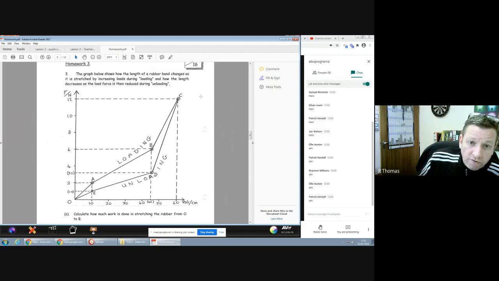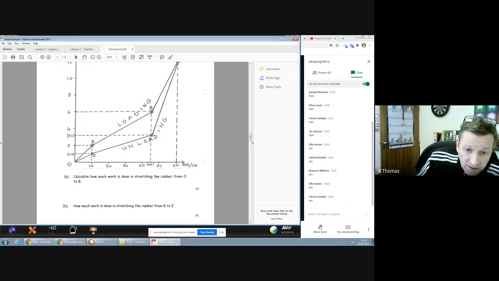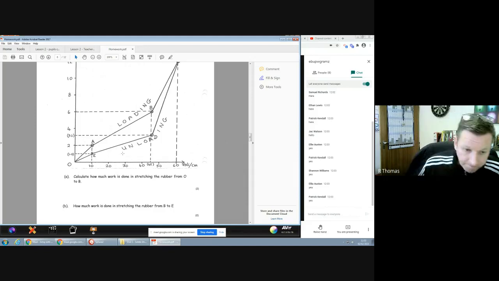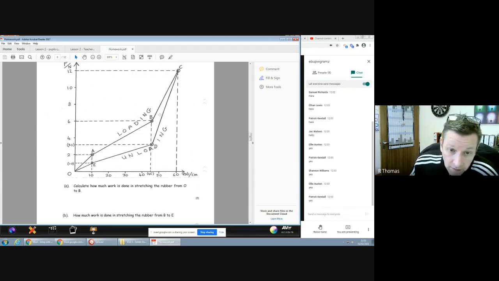So homework 3, there is a hysteresis loop, drawn very crudely with straight lines. How much work is done in stretching the rubber from O to B? So that is finding the area under the graph from O to B. It looks like we have a triangle there and a trapezium there. Work out the area under the graph. Answers in joules. How much work is done in stretching the rubber from B to E? So that's there to there and then back down to there. So I want to find this area here.